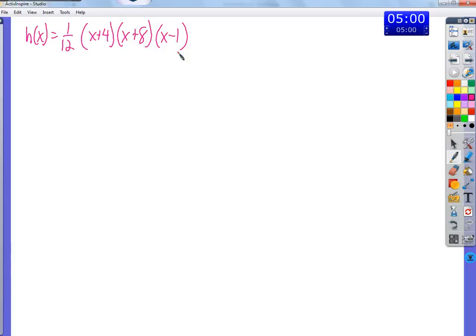So we throw a 1/12 in there, and it could throw us for a real loop, or we could realize it doesn't make a lot of difference. If we first find the x-intercepts, what's an x-intercept? How will we know if it's an x-intercept? They all equal 0. What do you mean by that?